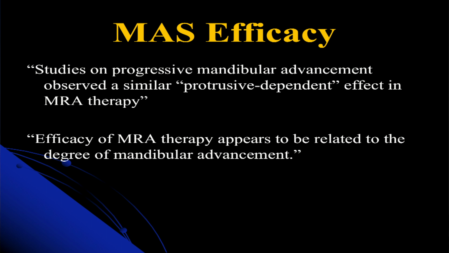So I'm going to talk about efficacy for a minute here. The basic concept of oral appliance therapy with a mandibular advancement splint is that the more you move the jaw forward, the more effective the appliance is at keeping the airway open and patent. This is shown in study after study after study. It's basically a protrusive dependent effect. It's one-to-one, okay? The efficacy of the therapy is related to the degree of mandibular advancement.